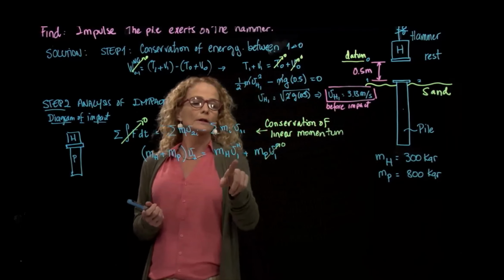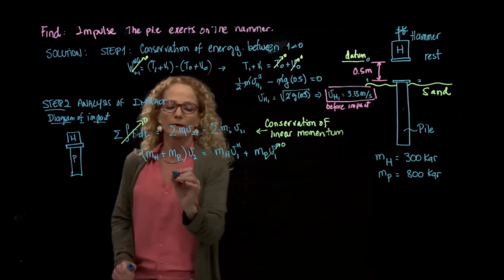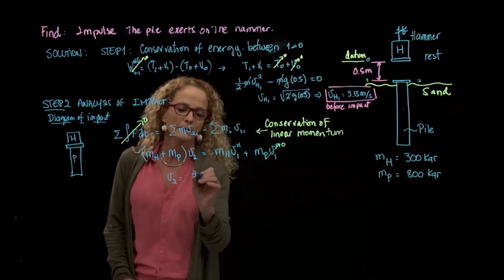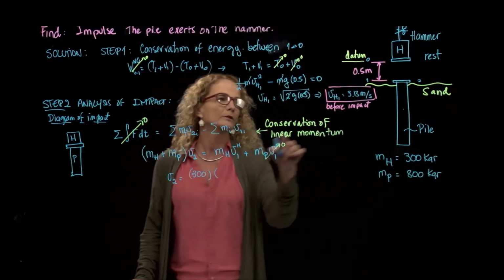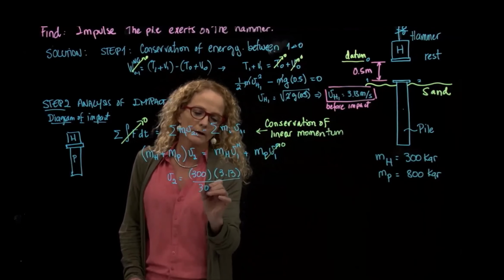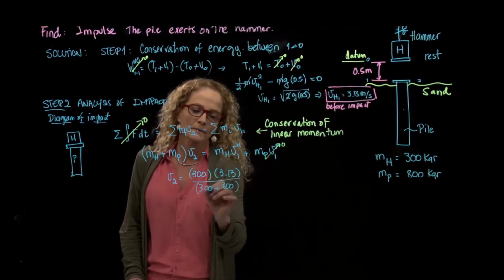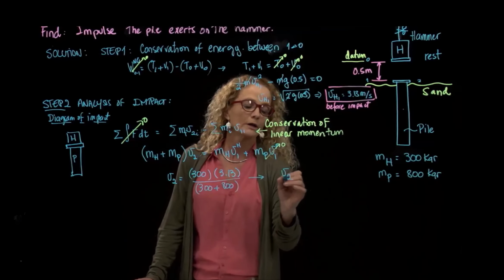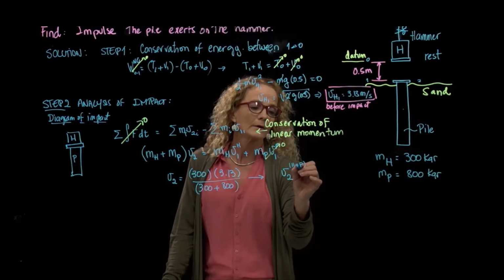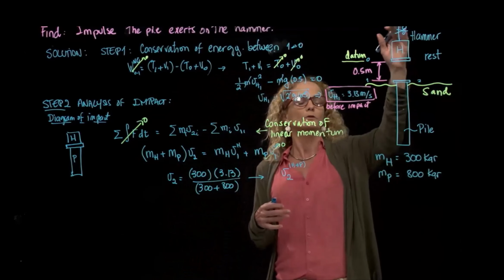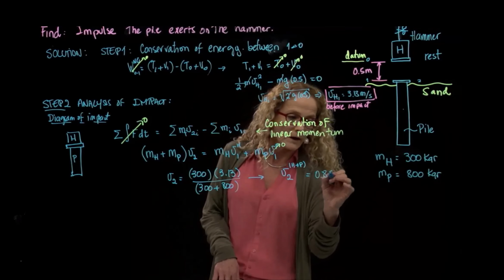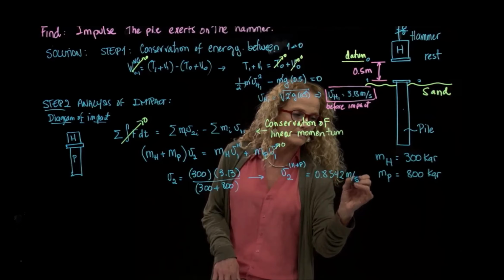So from here, since we already found the velocity of the hammer, velocity 2 will be equal to the mass of the hammer, which is 300 kilograms, times the velocity that I already found, over the total mass, which is 300 plus 800. So from here we can find the total velocity. This is the velocity of hammer and pile together. They move together because the hammer doesn't rebound. And that's equal to 0.8542 meters per second.